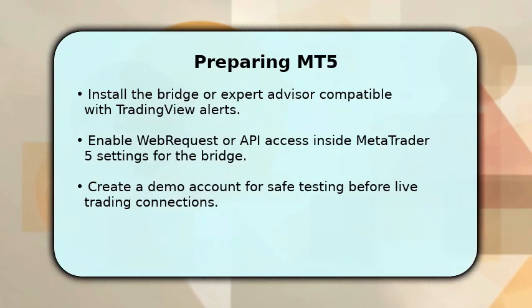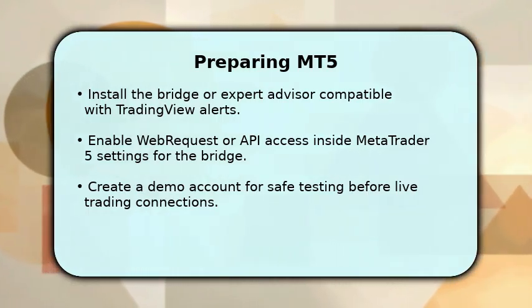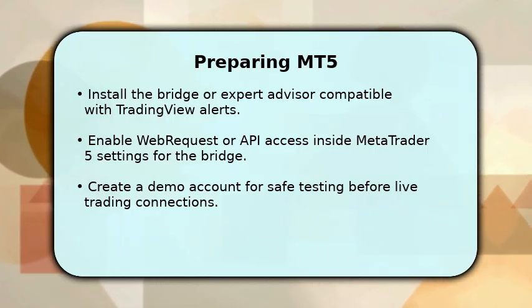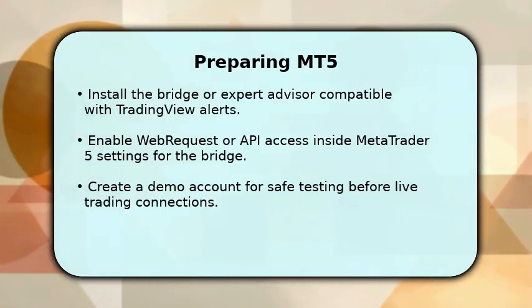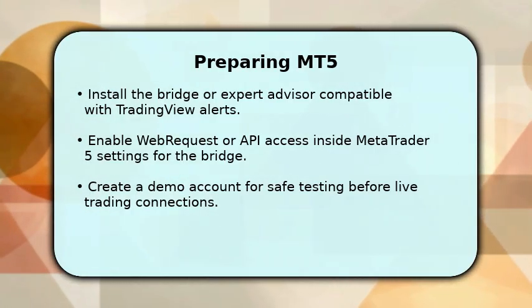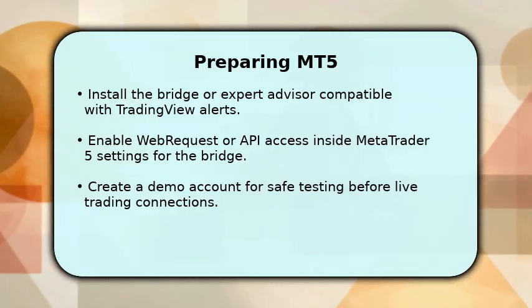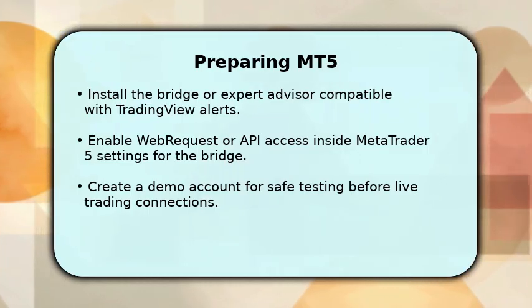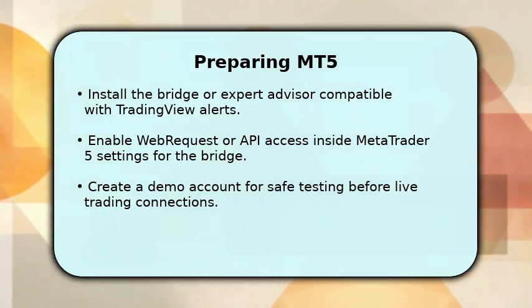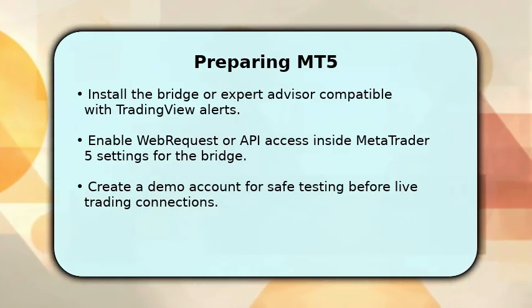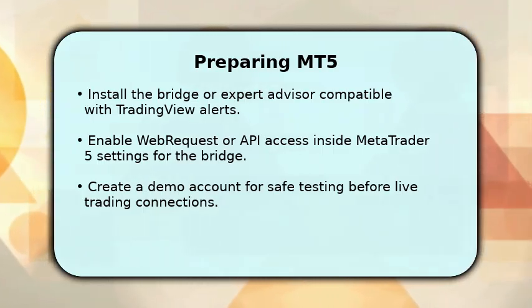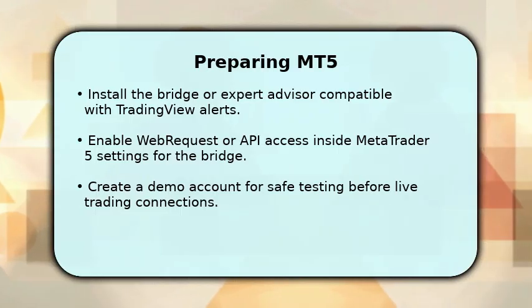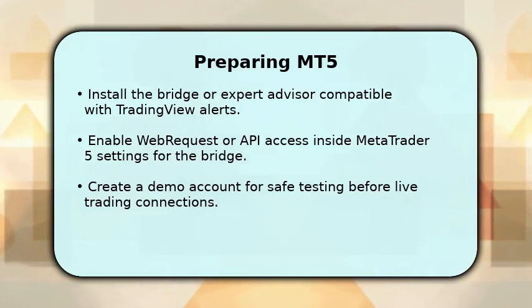Set up Metatrader 5 by installing the Bridge Expert Advisor and enabling API or web request access in platform settings. Adjust testing account permissions and allow only trusted localhost or bridge endpoints. Configure lot sizing, slippage, and symbol mappings inside the EA so Tradingview alerts translate correctly to MT5 orders. Keep logs enabled and monitor the journal for any error messages during initial tests to identify mapping or permission problems.